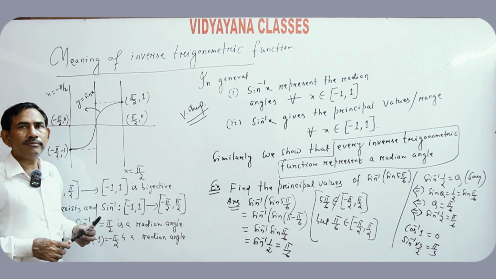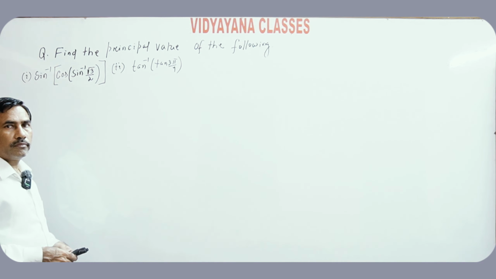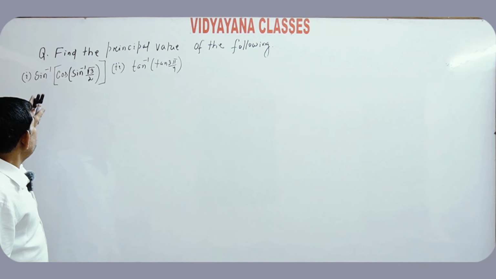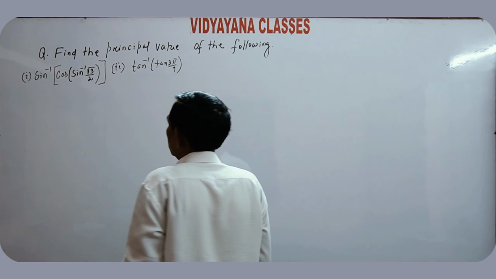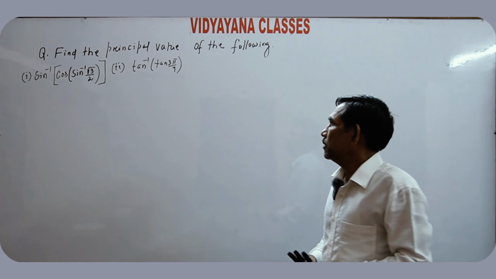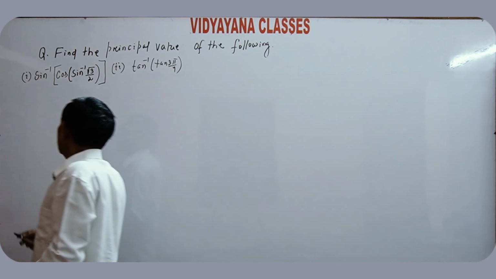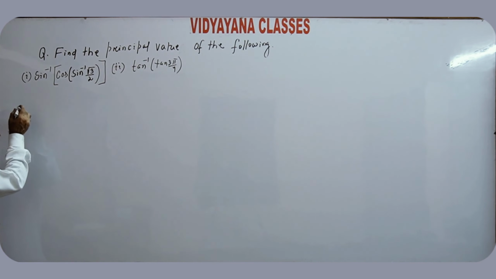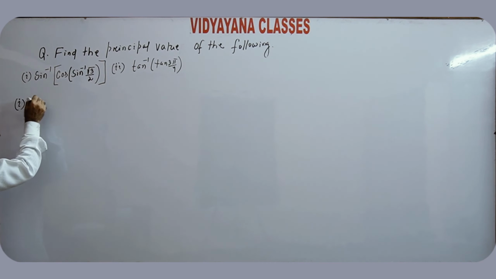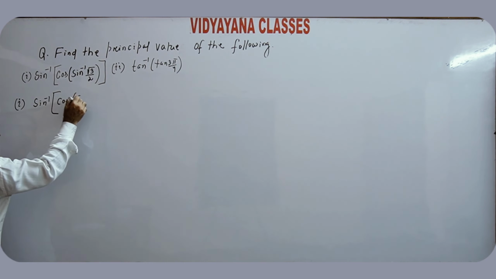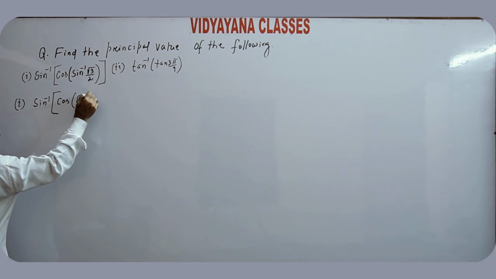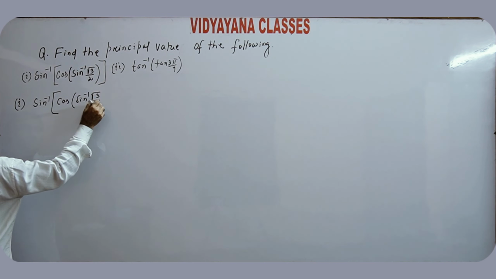Okay, note down. Next question. Find the principal value of the following inverse trigonometric functions. First bit, sin inverse cos sin inverse root 3 by 2.